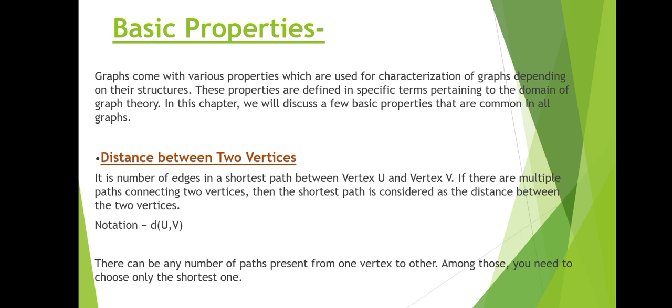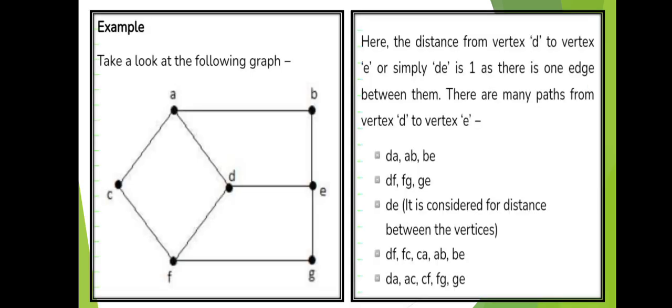First, the distance between two vertices. It is the number of edges in the shortest path between the vertex U and the vertex V. If there are multiple paths connecting two vertices, then the shortest path is considered as the distance between the two vertices. It is denoted by d(U, V). There can be any number of paths present from one vertex to another, so among those you need to choose only the shortest one. Take a look at the following graph as the example.